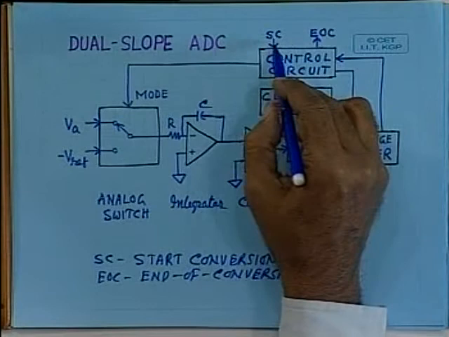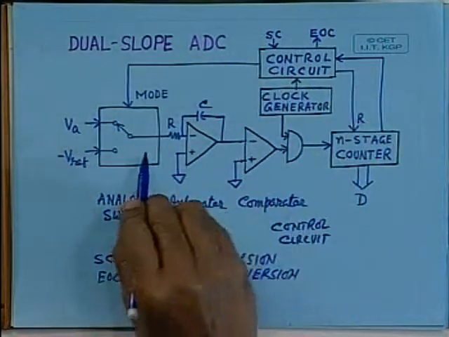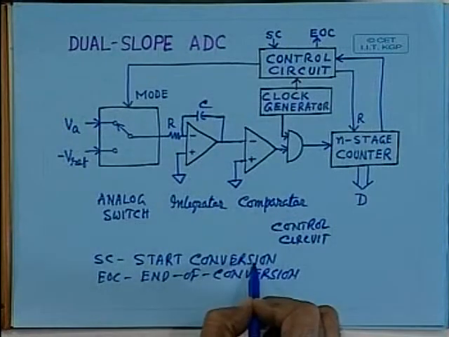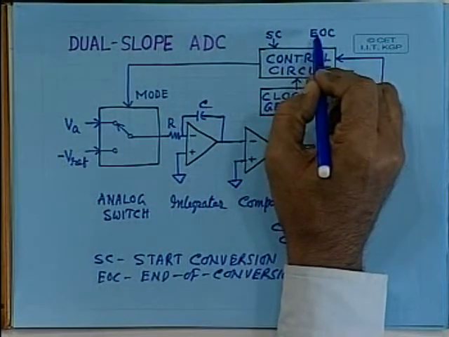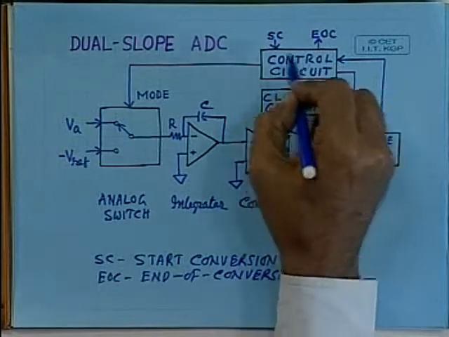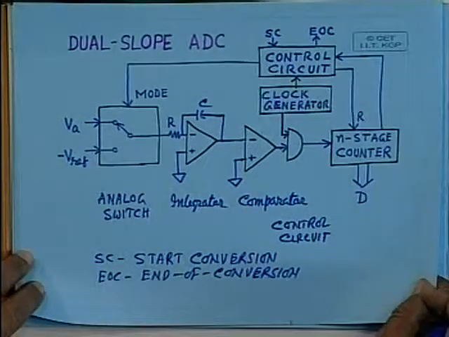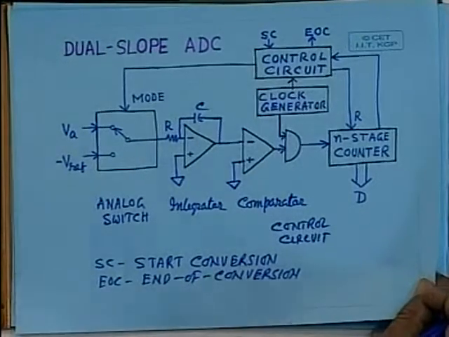That means the analog to digital conversion process can be initiated with the help of the start conversion signal, and when the conversion is over, the end of conversion signal is generated by this control circuit. Now let us try to understand how this dual slope ADC works.